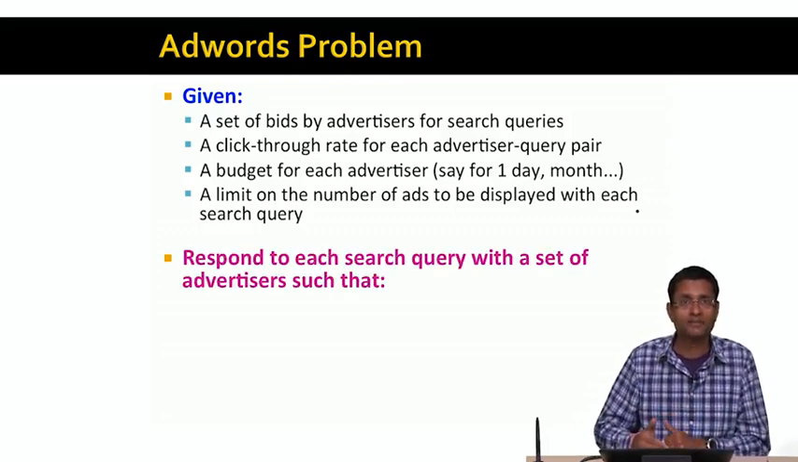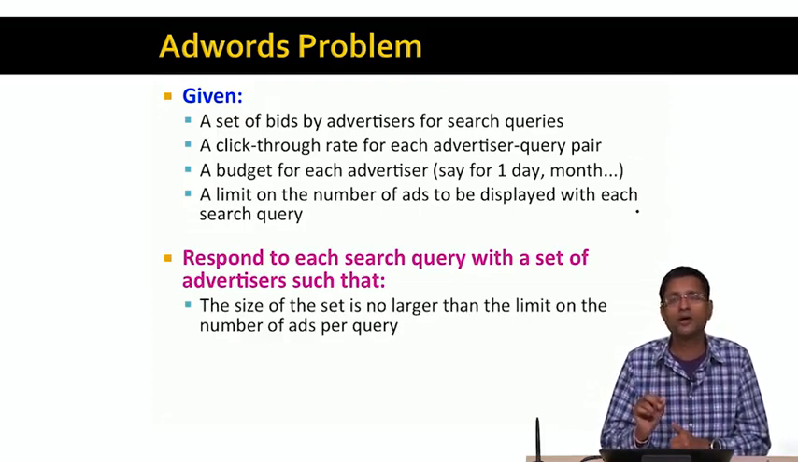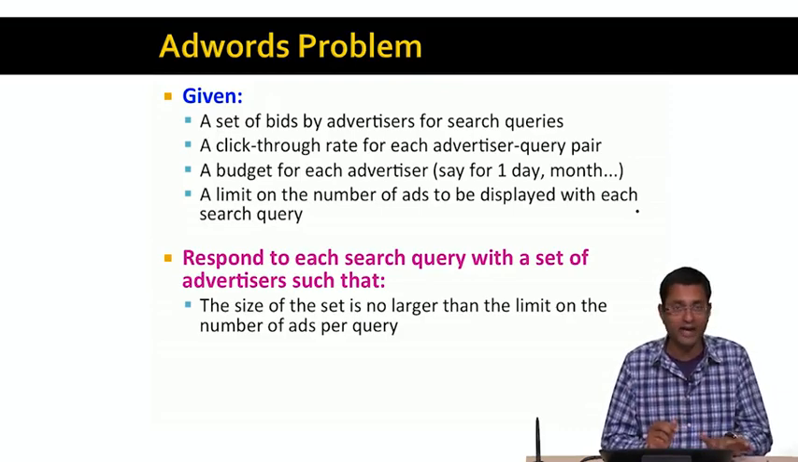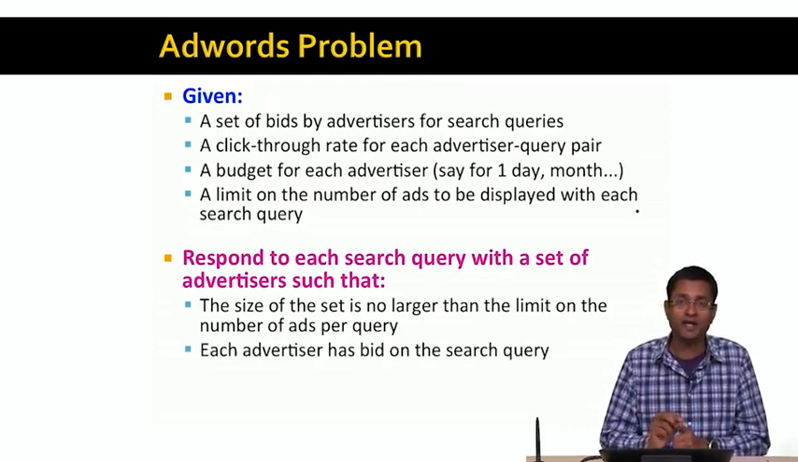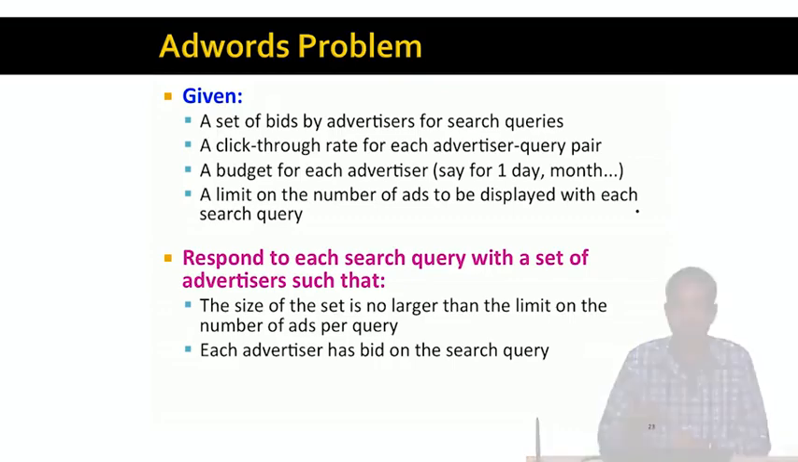Now, the AdWords problem is then, given all these, to respond to each search query with a set of ads. And we have to find a set of ads so that the size of the set is no larger than the limit of the number of ads per query, right? And we also have to make sure that we only show advertisers who actually bid for the search query. Otherwise, we are not going to get paid.